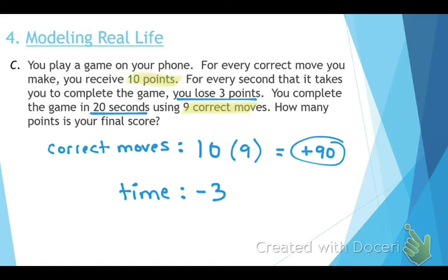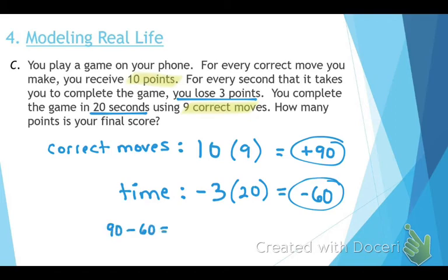What should I do to my negative 3 and my 20? I should times it, or multiply those two together. What is negative 3 times positive 20? Negative 60. I'm going to circle that. That's an important piece. Now I've just got to combine those two scores, positive 90 and negative 60. What is 90 minus 60?